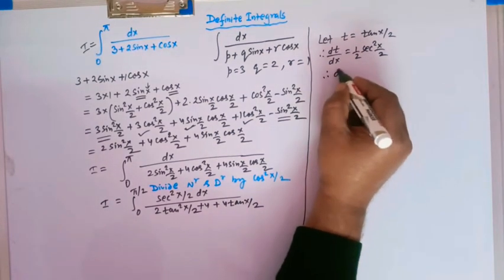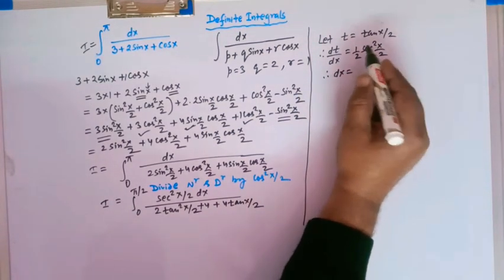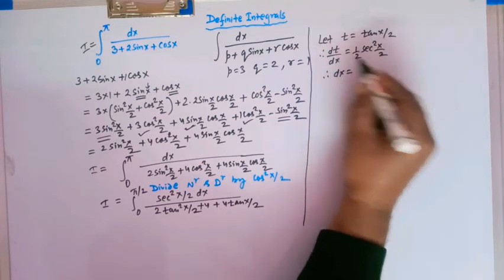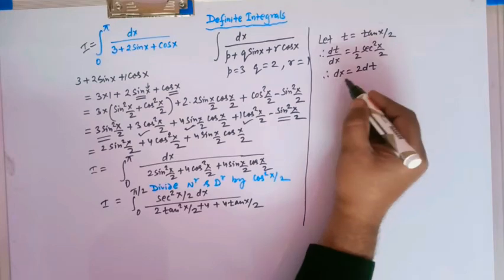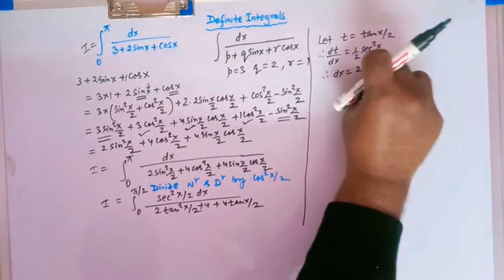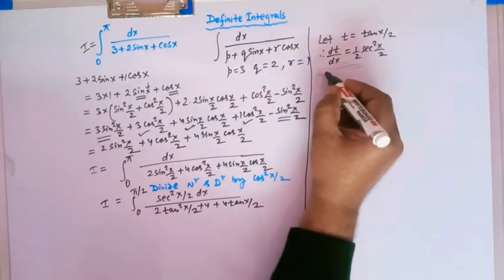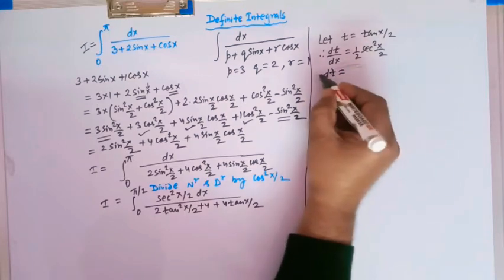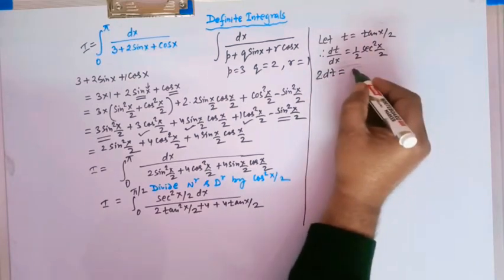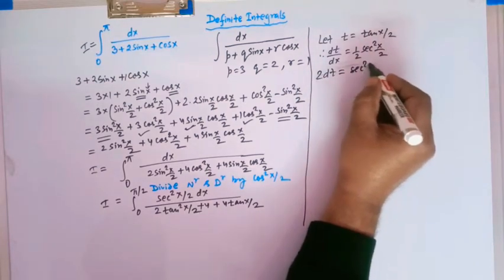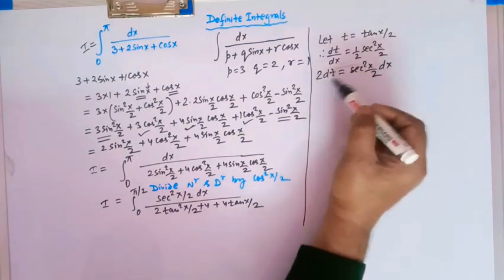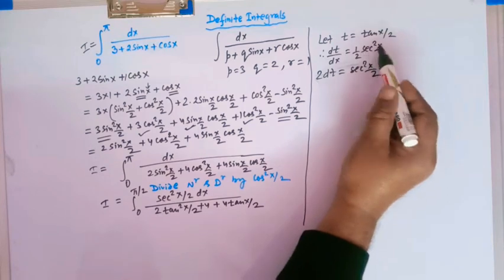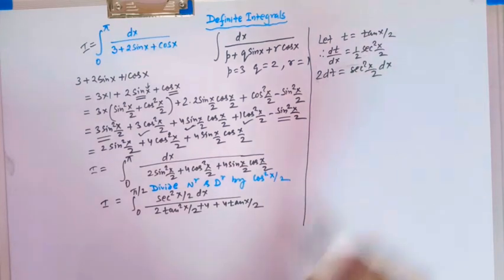So therefore dx is equal to 2 times dt, and here for dt we have 2 dt, we have sec square x over 2 dx, right? So 2 dt is equal to sec square x by 2 dx.